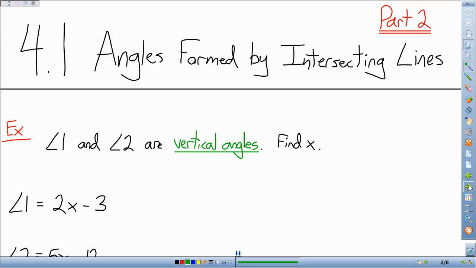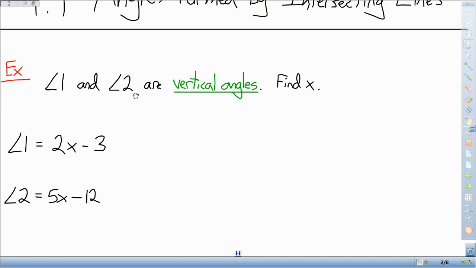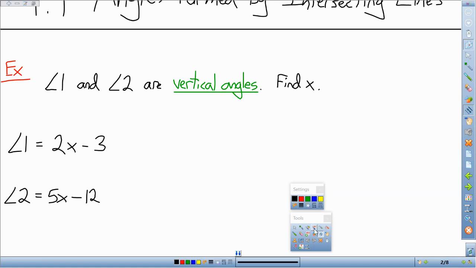All right, so jumping into what we're doing today, I guess real quick, go ahead and get the title here, and you can copy this example. Taking a look at the example here, it's saying that angles 1 and 2 are vertical angles. Find x. Vertical angles, that was another term we learned from the last lesson.